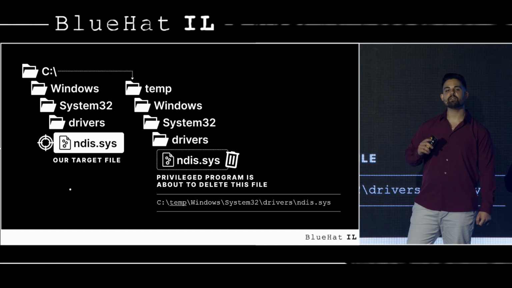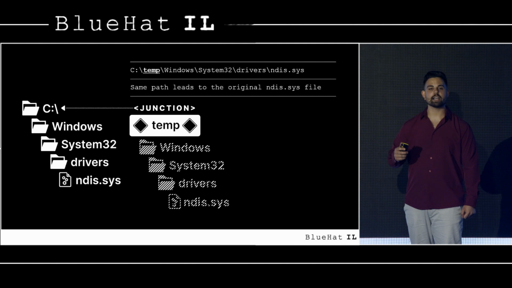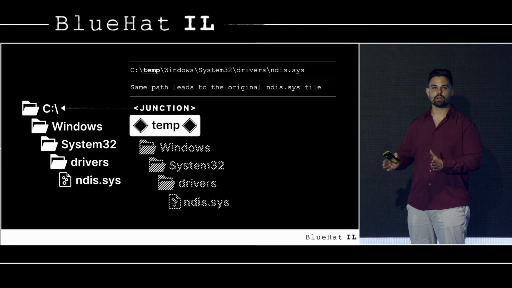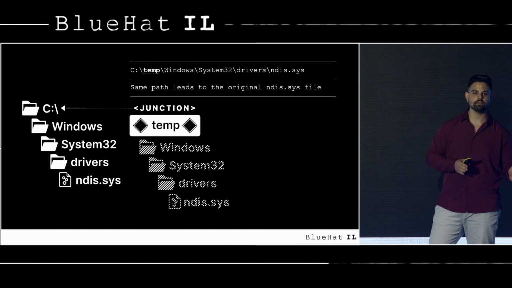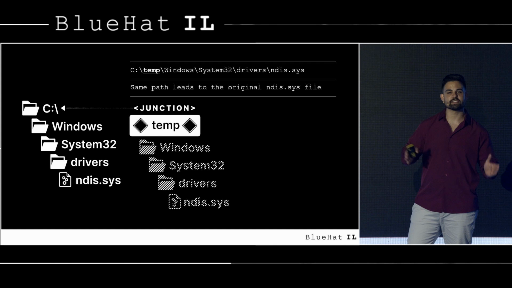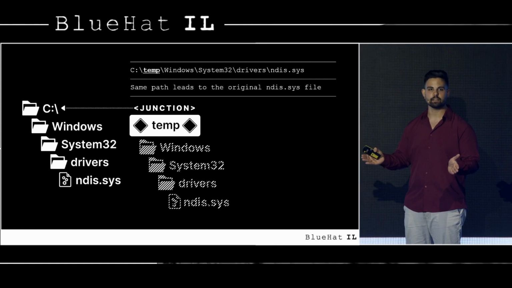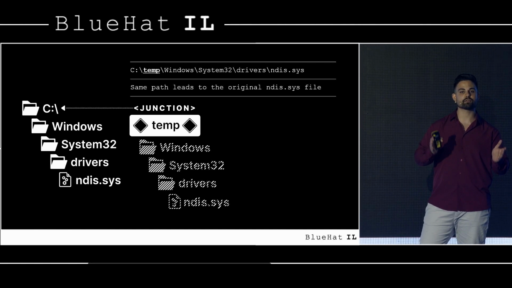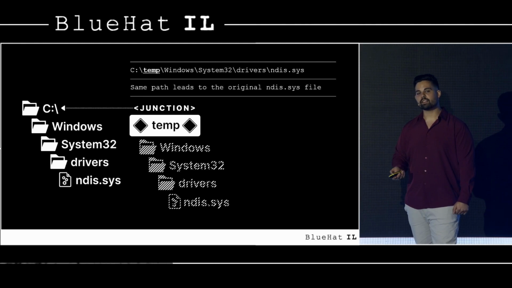Then, if right before the deletion occurs, we delete everything from inside the temp directory that is under our control and convert the temp directory to be a junction that points towards the C drive, then as a result, the same path that used to lead to the malicious file that we created now leads to the legitimate critical driver ndis.sys.